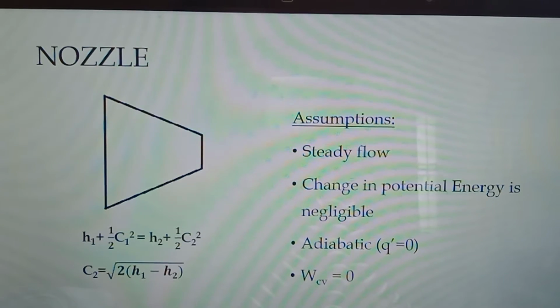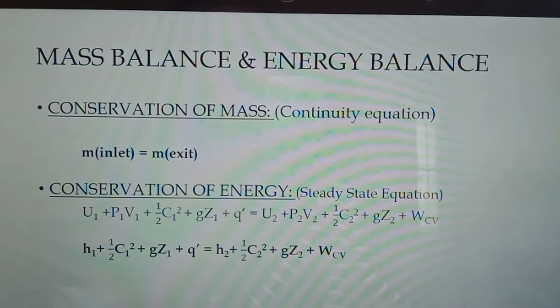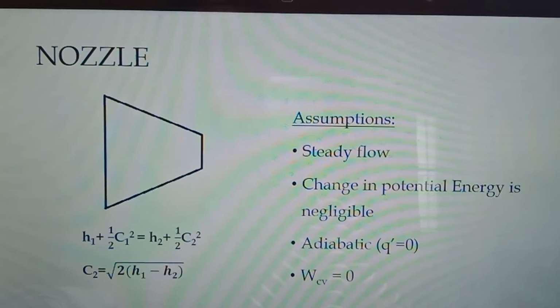By substituting these four assumptions in the general equation of the steady state equation, that is the conservation of energy equation, we will get the final result as H1 plus half C1 square is equal to H2 plus half C2 square. In case of a nozzle, the exit velocity will be very much higher compared to that of the inlet velocity. So the inlet velocity term is negligible for the nozzle. By neglecting the inlet velocity term, you will get the final result as C2 is equal to the square root of 2 times (H1 minus H2).